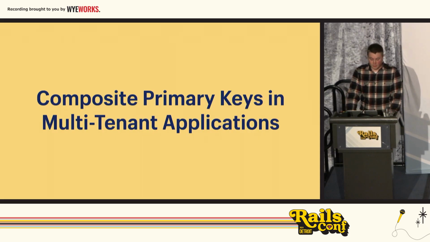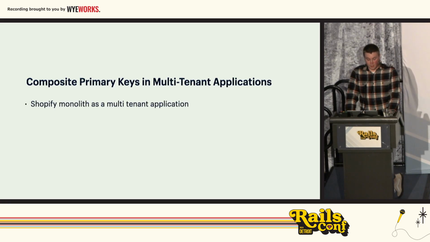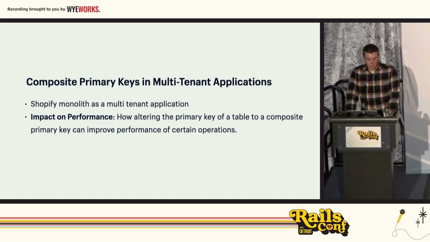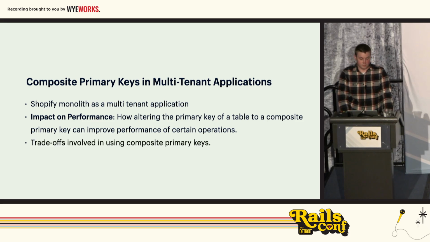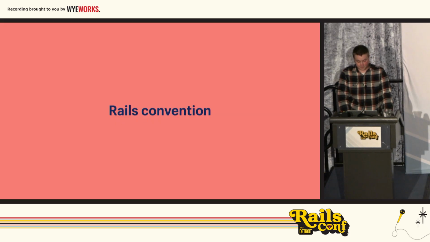Let's talk about composite primary keys in multi-tenant applications. In this section, I'd like to talk about the Shopify monolith as an example of a multi-tenant application, how altering the primary key on a table can improve performance of certain operations, and we'll explore trade-offs in using composite primary keys.